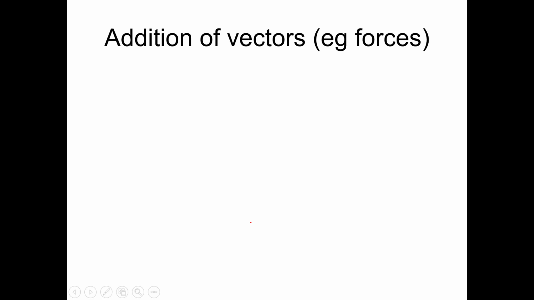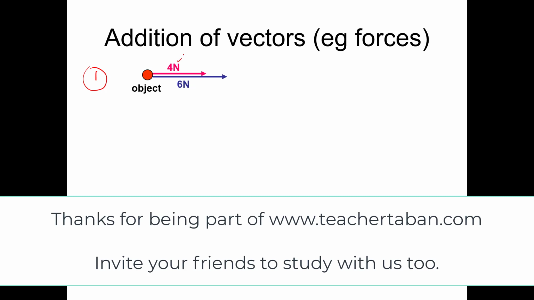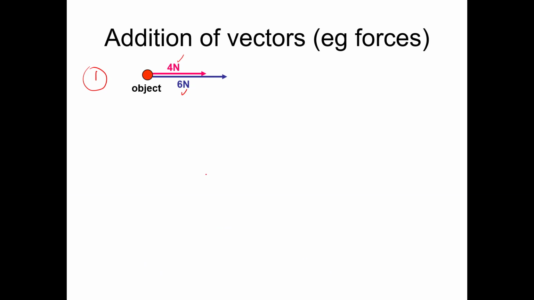Let's have numerical examples on calculation of the resultant of forces or vectors. The first example that we have here is that we're having two forces, 4 newtons and 6 newtons, acting on a body. Calculate the resultant force, calculate the resultant vector.